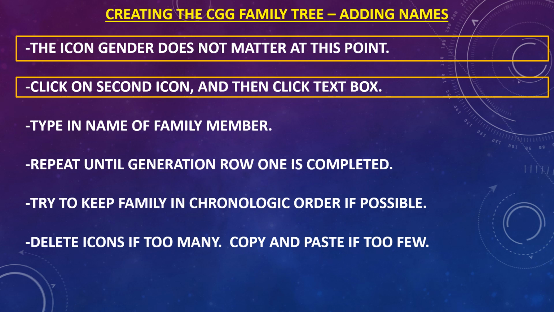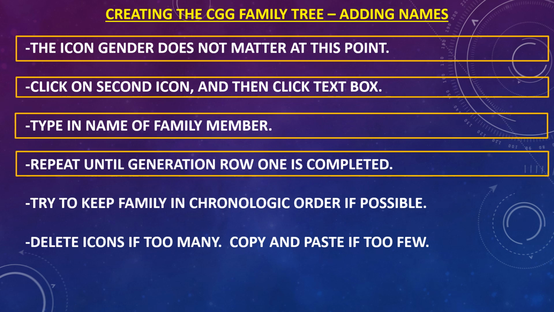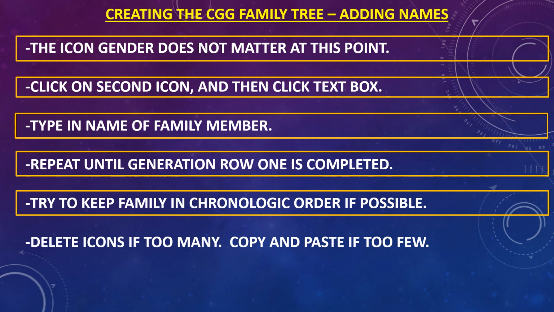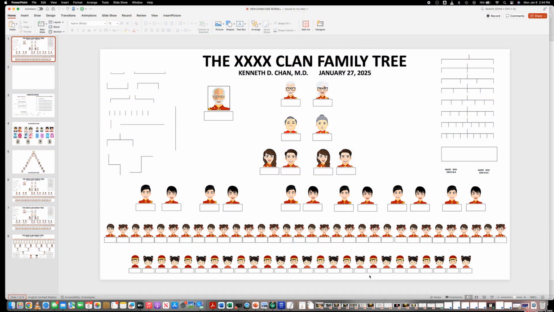Click on second icon, and then click text box. Type in name of family member. Repeat until generation row 1 is completed. Try to keep family in chronologic order if possible. Delete icons if too many. Copy and paste if too few. CGG family tree template, adding names.